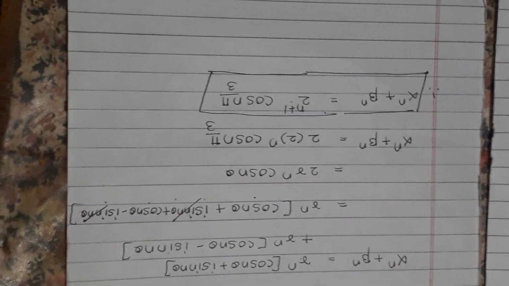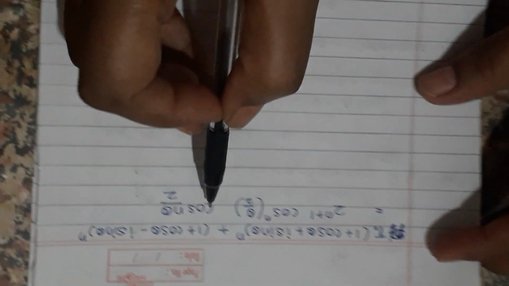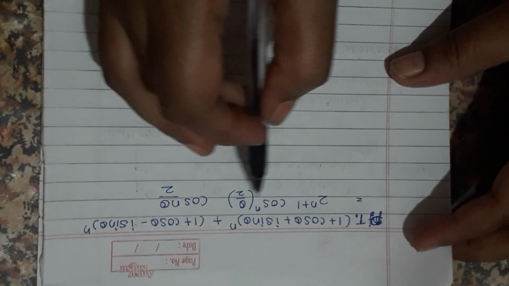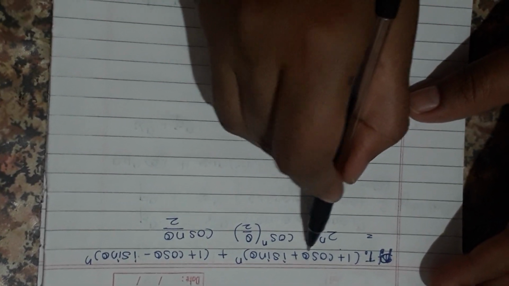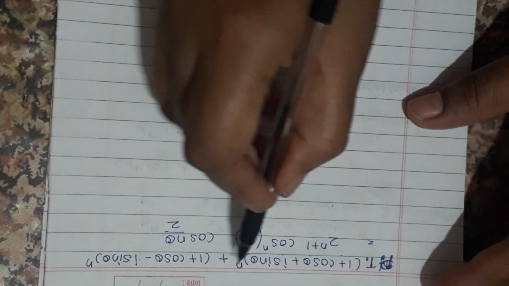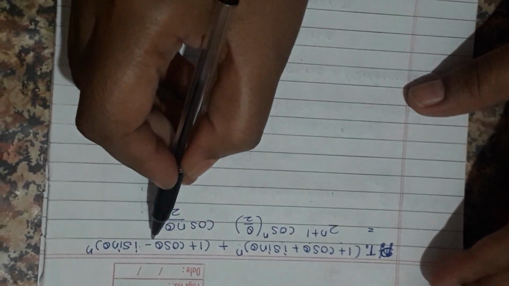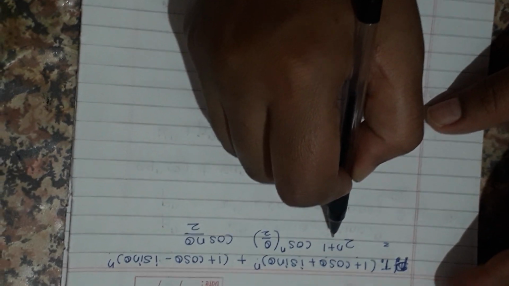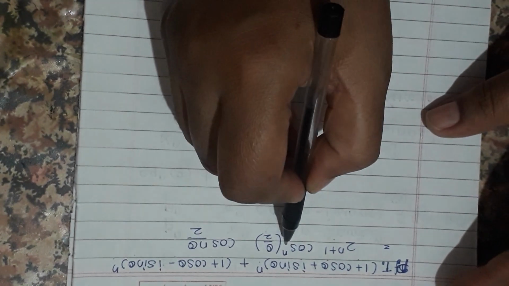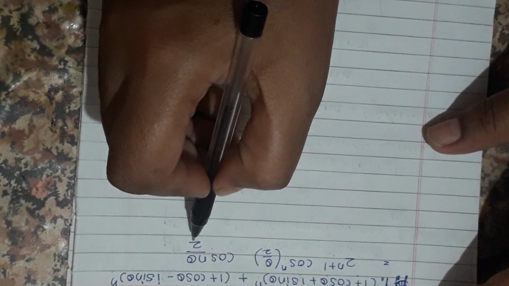Again we see one more problem, which is again based on De Moivre's theorem, and that is again the same as the previous problem. As you can easily do that, I will give it for your homework. What is the problem? That is (1 plus cos theta plus i sin theta) raised to n plus (1 plus cos theta minus i sin theta) raised to n is equal to 2 raised to n plus 1 into cos of theta by 2 raised to n into cos of n theta by 2.